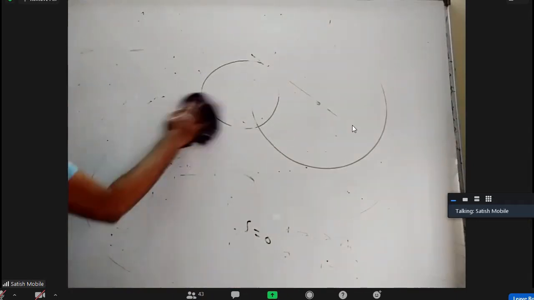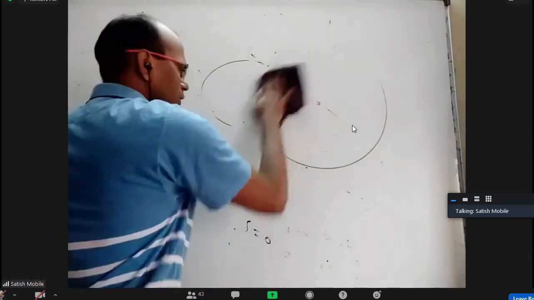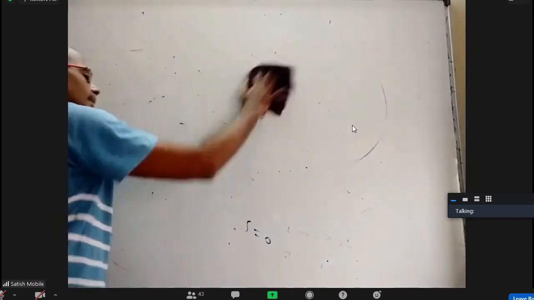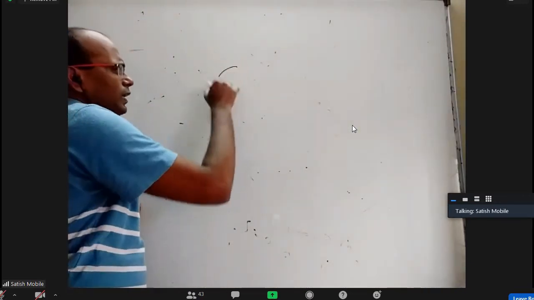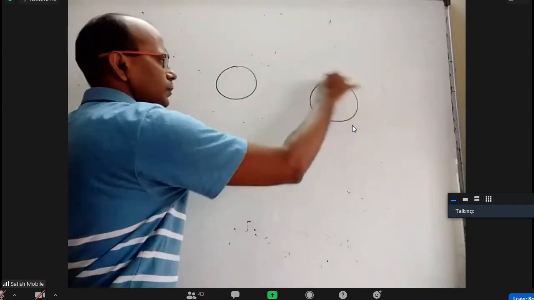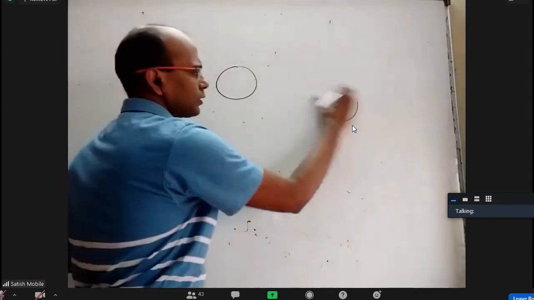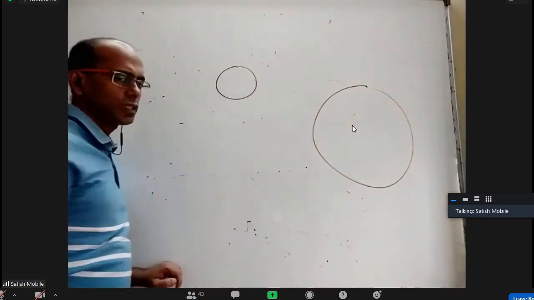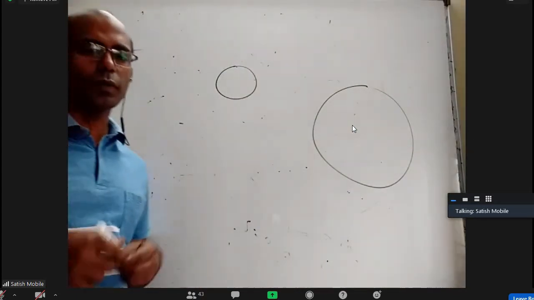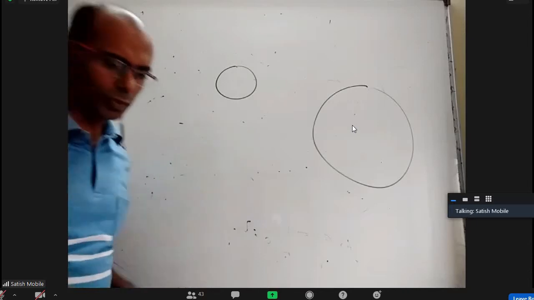Okay, there will be a lot of circles intersecting a given circle orthogonally. Let us say I have two circles, a little bigger one. I want a circle to intersect this also orthogonally, this also orthogonally, and I also want to know how many such circles will be there. Just think about it.